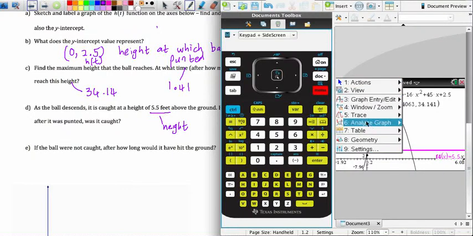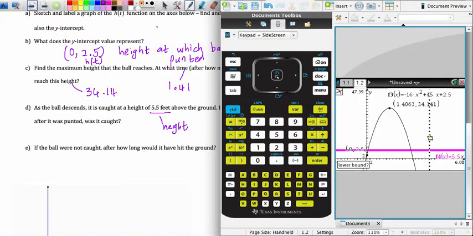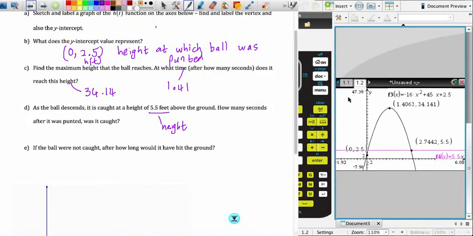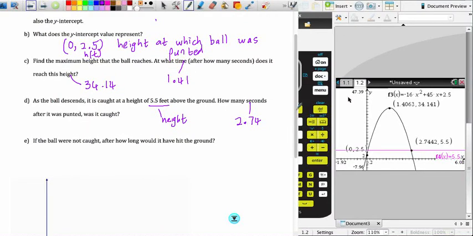So I'll go to my graph. I want to analyze graph. I want the intersection, and it's the second intersection point that I'm interested in. And that confirms, the 5.5 simply confirms the height at which the ball was caught, and the answer to the question at 2.74 or after 2.74 seconds. So 2.74 seconds after it was punted, it was caught at a height of 5.5.